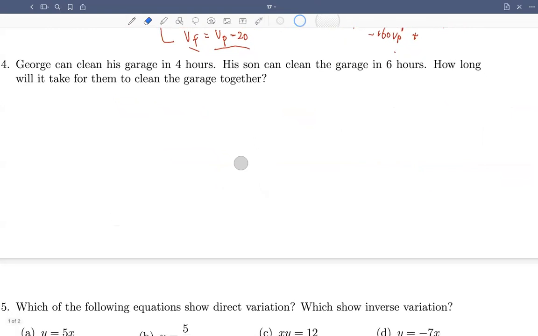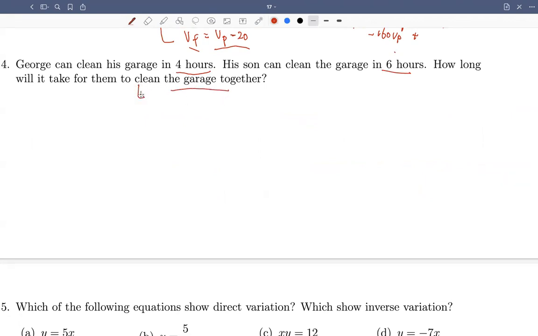George can clean his garage in 4 hours. In 4 hours. So that's the time George used to clean the garage. And his son can clean in 6 hours. So how long will it take them to clean the garage together?